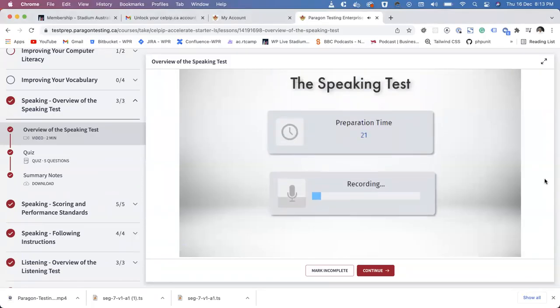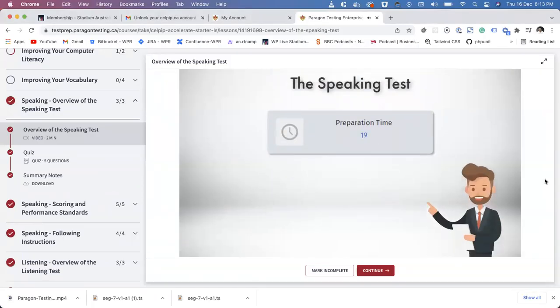If you're gonna remember one thing from this video, it's that you don't need to speak during the preparation time. This time is just to help you plan your response. In fact, you'll be given notepaper and a pen during the test to help you with this. You don't have to take notes if you don't want to, but it's something to keep in mind.